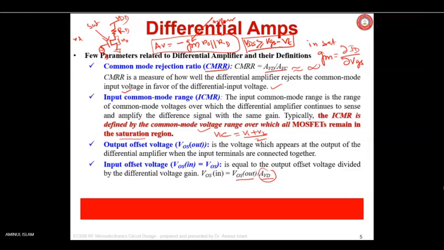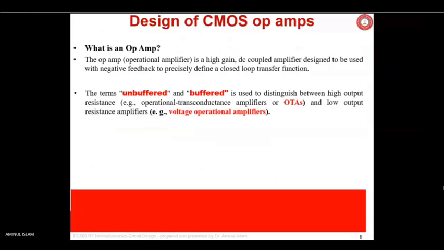Are the definitions understood? Yes, sir. Okay. So these definitions will be applicable for a differential amplifier or difference amplifier as well as an operational amplifier, whether the differential amplifier or operational amplifier is based on BJT or MOSFET. Clear? More or less the definition is the same.